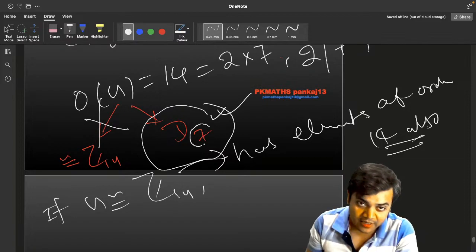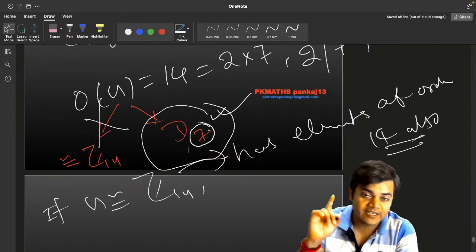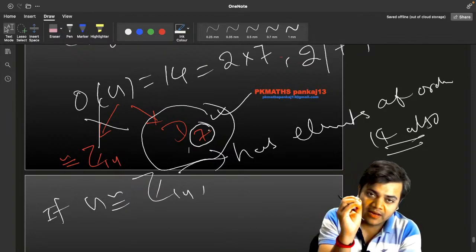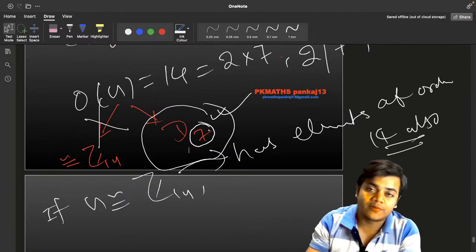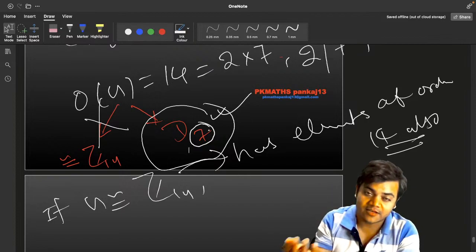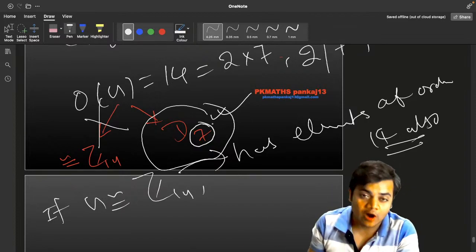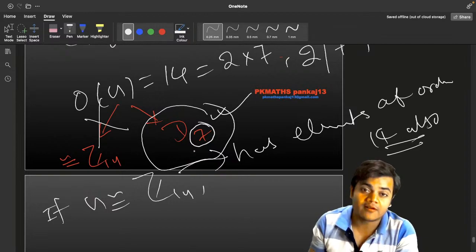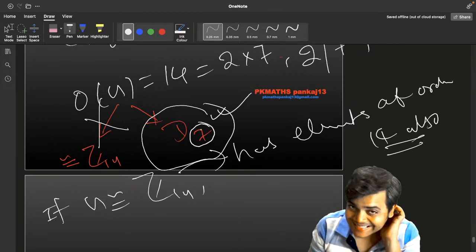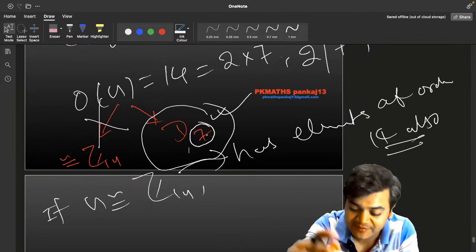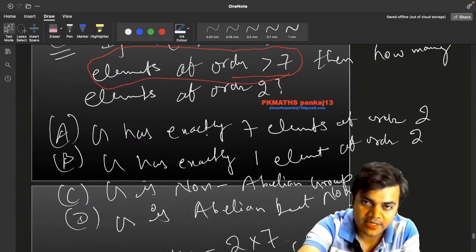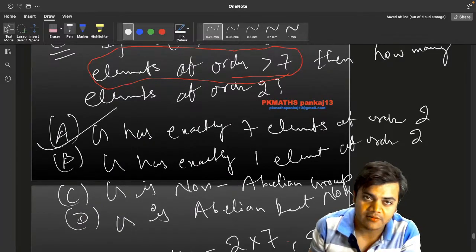And here in D7, 7 is odd, and as it is odd, exactly 7 elements of order 2 will be there. Because in the order class we have already discussed how many elements of order 2 there are if n is odd, and how many if n is even. So D7, 7 being odd, has exactly 7 elements of order 2. So option A is absolutely right.